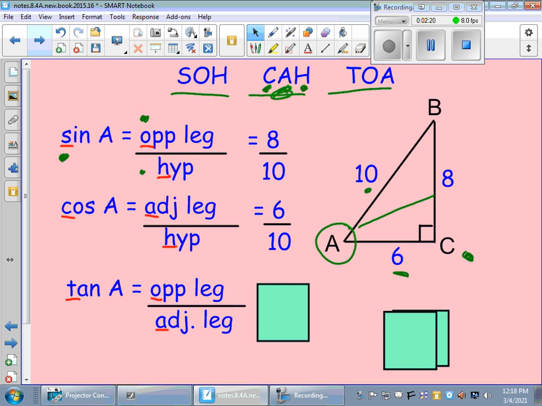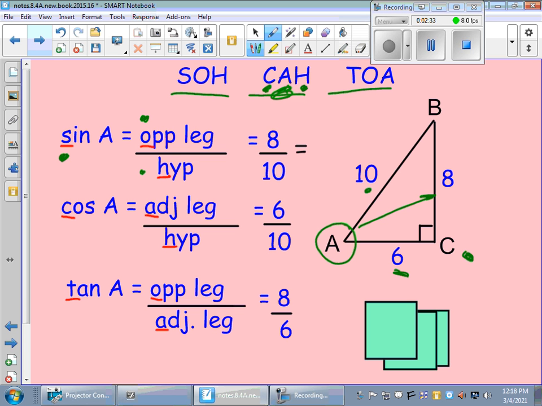So we're sticking with the same angle. Now we want to know the side opposite over the side adjacent. So that gives us 8 over 6. And obviously, I hope you understand we want to reduce these at the end, but we just want to understand how to set those up. Take a 2 out of there, and 8 over 10 should be 4 over 5. Take out a 2, and 6 over 10 should be 3 over 5. And you take out a 2, and you get 4 over 3. So those should be your reduced fractions, but we wanted just to introduce how to set it up.